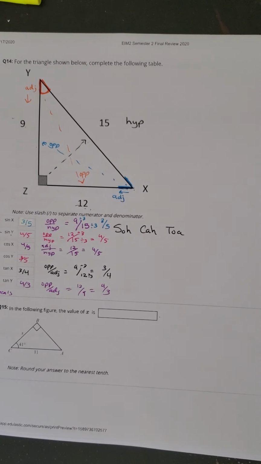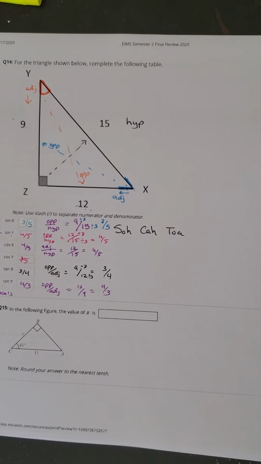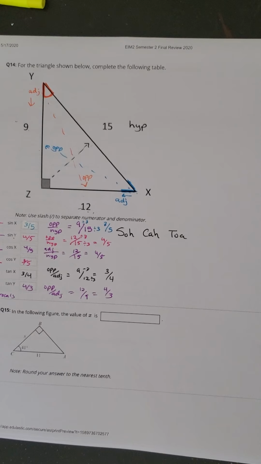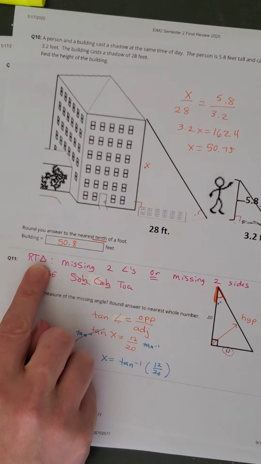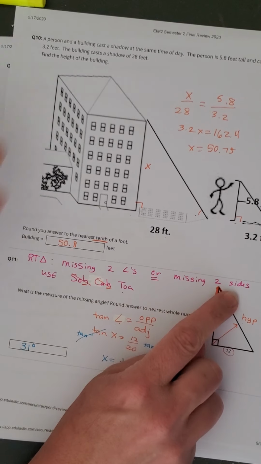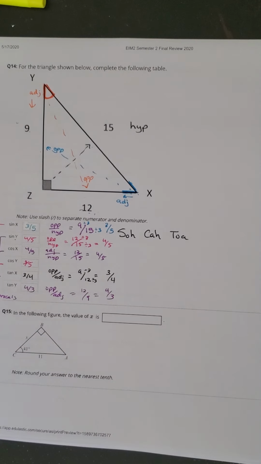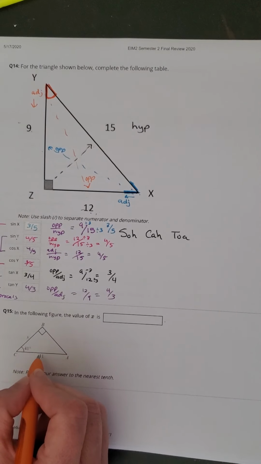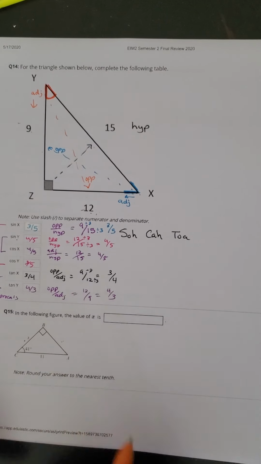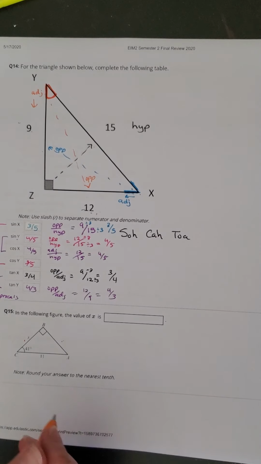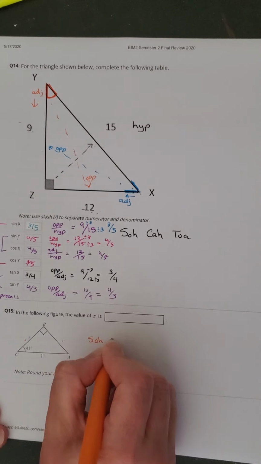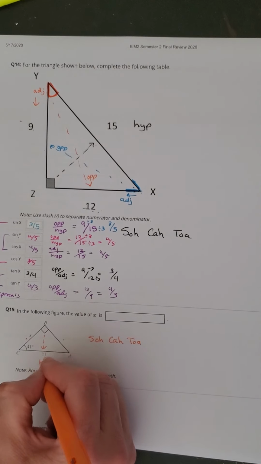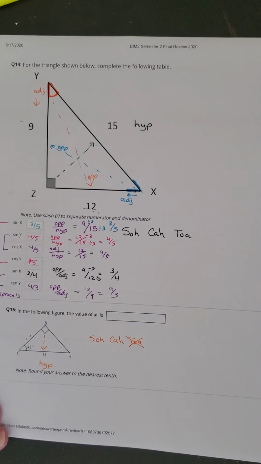All right, in the following figure, the value of x is... So I'm going to go back to what I said before. In a right triangle, are we missing 2 angles or missing 2 sides? We have a right triangle, and are we missing 2 angles? No. Are we missing 2 sides? Yes. We're missing 2 side lengths, so we have to use sine, cosine, or tangent. So we're going to use SOH CAH TOA. We have to pick which one. We're given the hypotenuse, so we will not be using tangent.